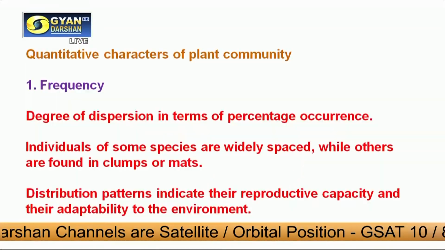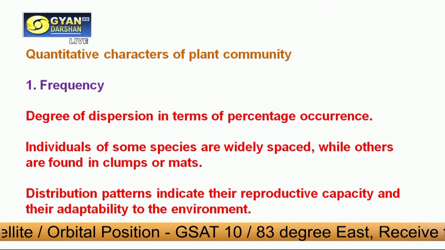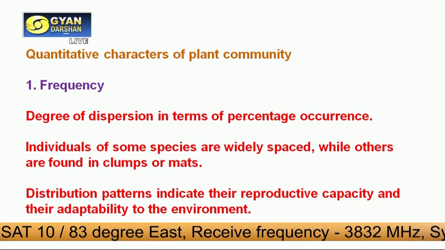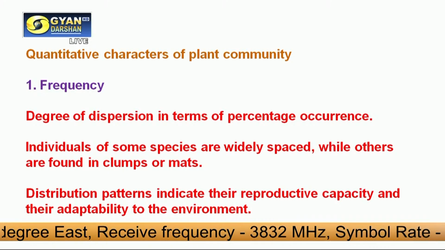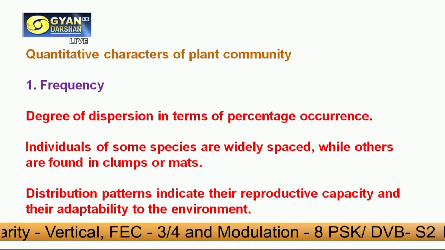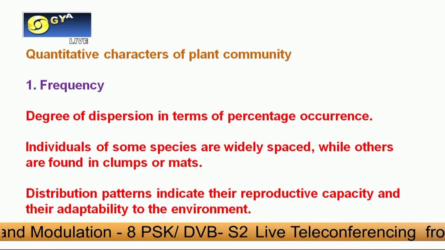Next we come to the quantitative characters of plant community. What is meant by quantitative characters? Quantitative, as you can well understand, means that we are quantifying. We are trying to find out some numbers, trying to do some calculations. Obviously, they are some mathematical calculations. So what are those parameters? Number one is frequency. What is frequency? Degree of dispersion in terms of percentage occurrence.